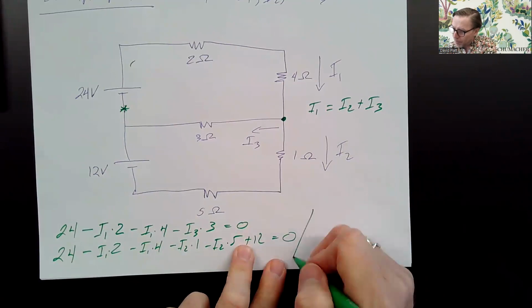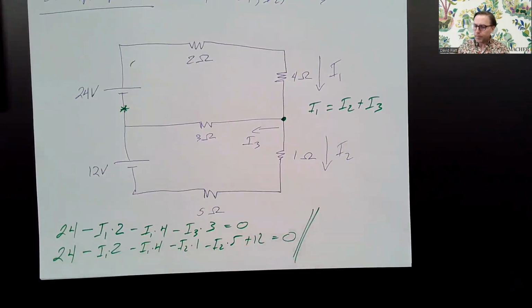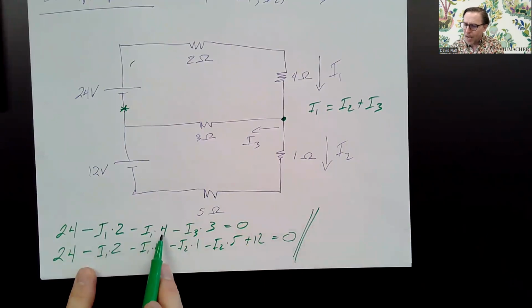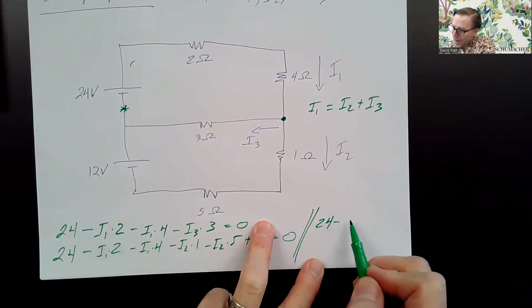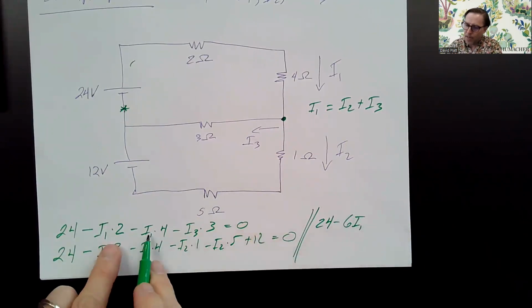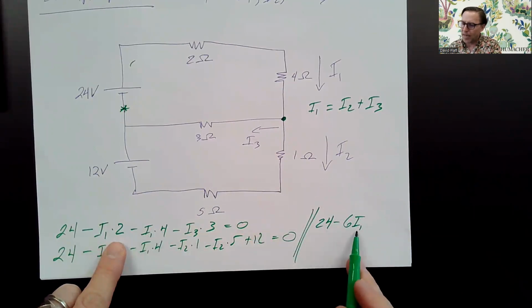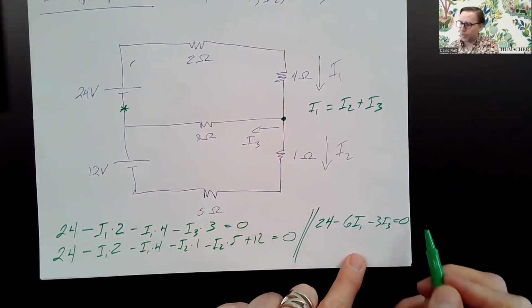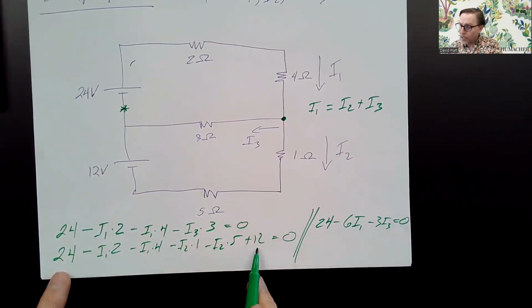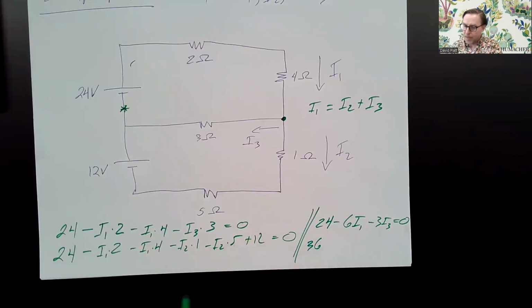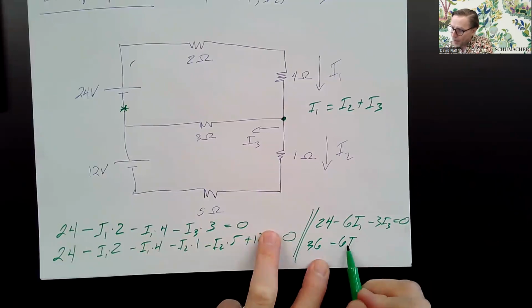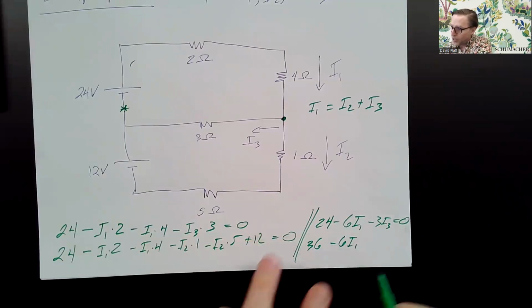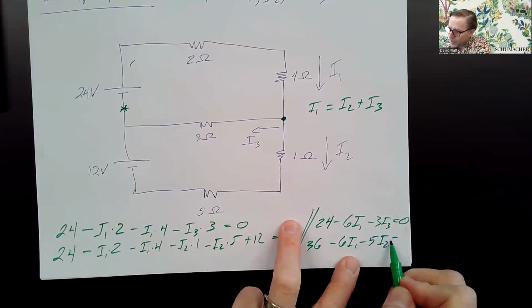Now, let me just simplify these two. This says I1 times 2. This says I1 times 4, which is really I1 times 6. 24 minus 6I1. I wrote 6I1 instead of I1 times 6. It just feels more like algebra. Minus 3I3 equals 0. And then I've got 24 plus 12, that's 36, minus I1 times 2, I1 times 4, minus 6I1, minus 5I2 equals 0.